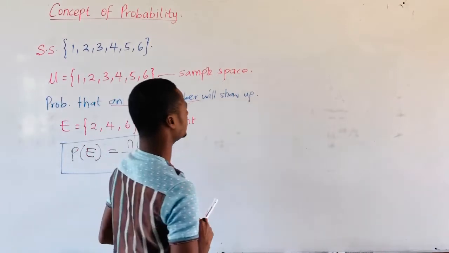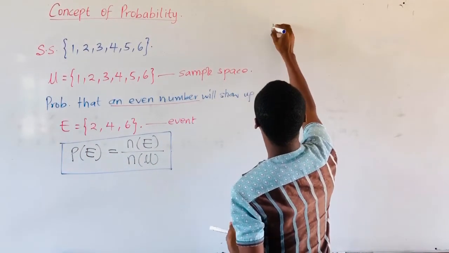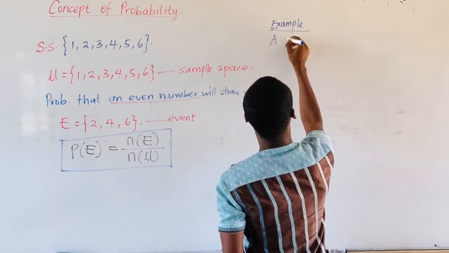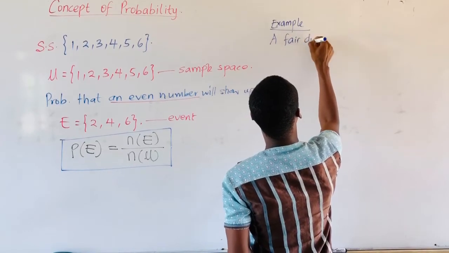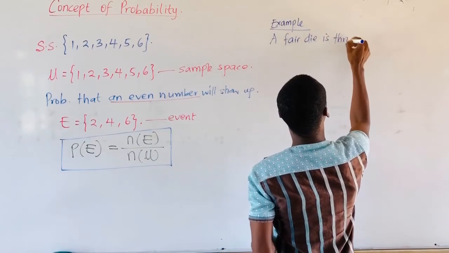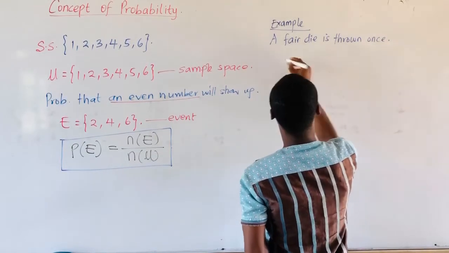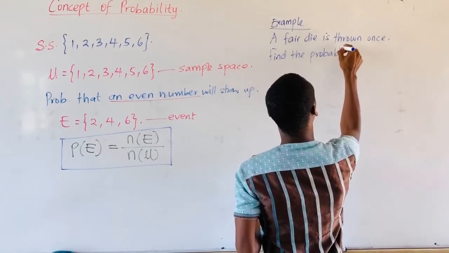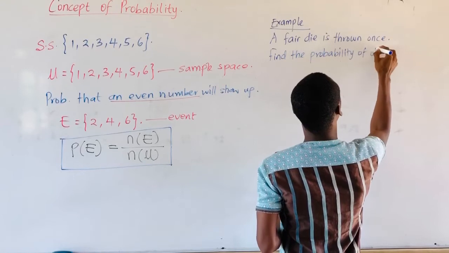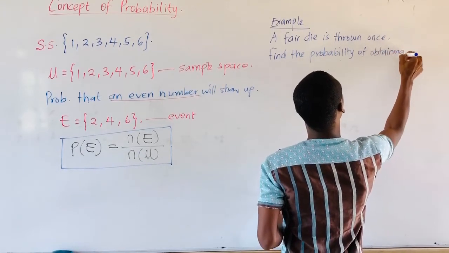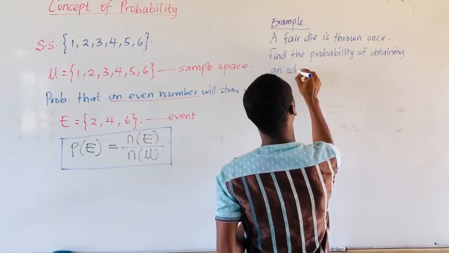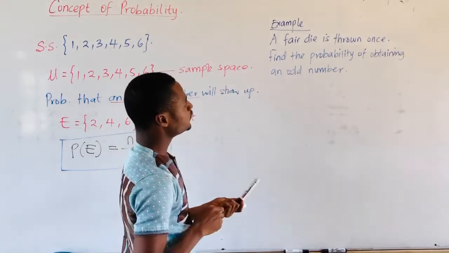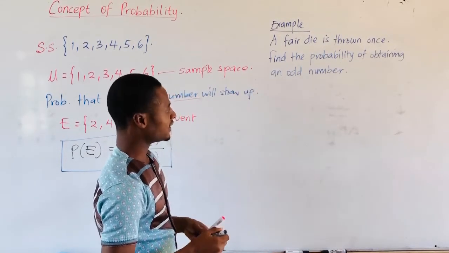So, for an example, a fair die is thrown once. Find the probability of obtaining an odd number.